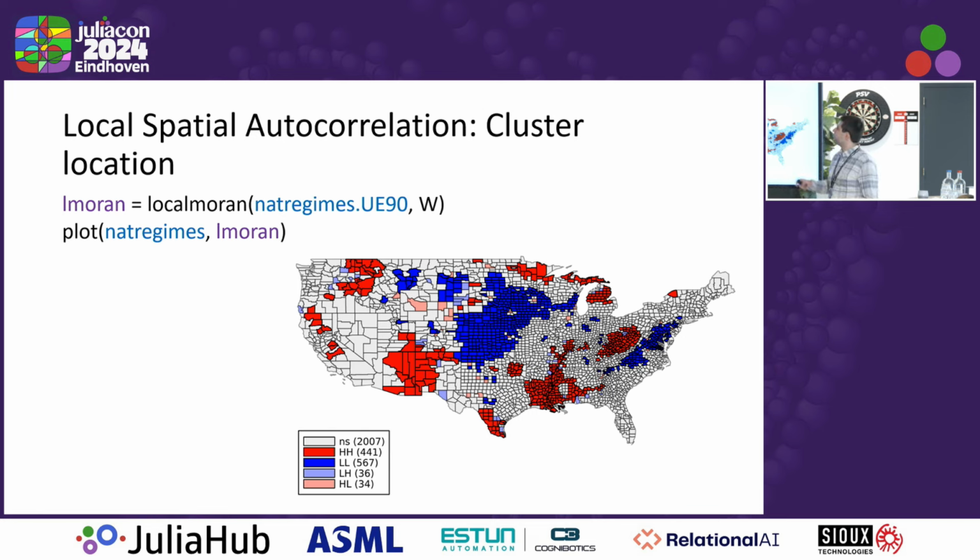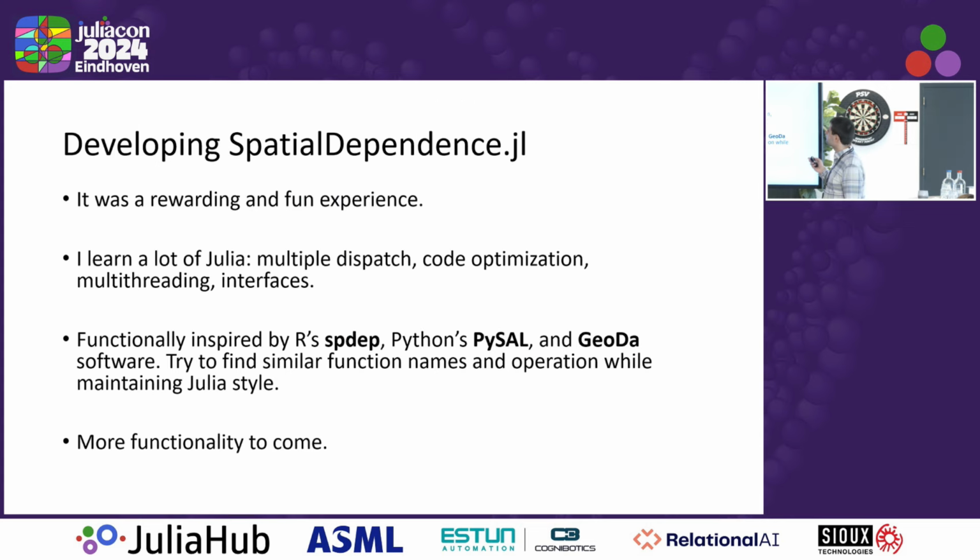Here we have an example for the unemployment rate in US counties. For instance, we can see that the dark blue counties are counties with very low unemployment rate, whereas the dark red are counties with very high unemployment rate. So we can see that there are some spatial patterns and spatial clusters in our data.